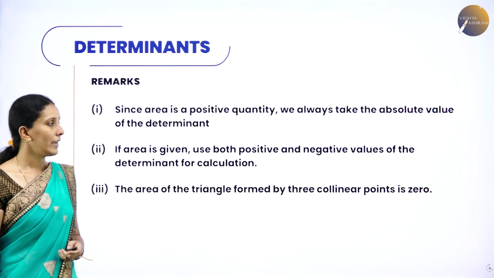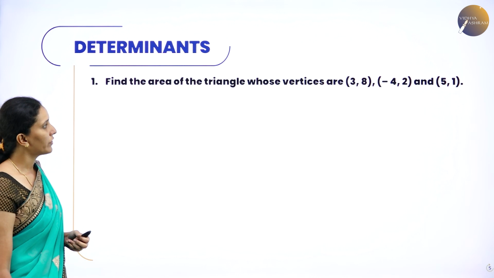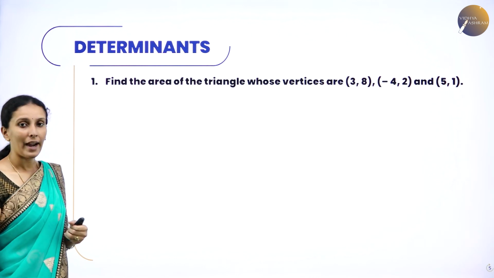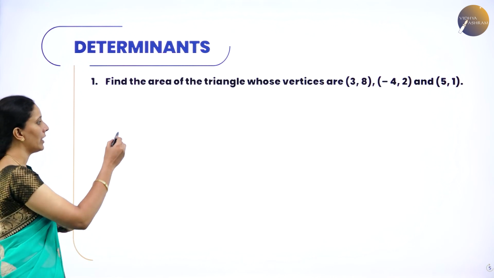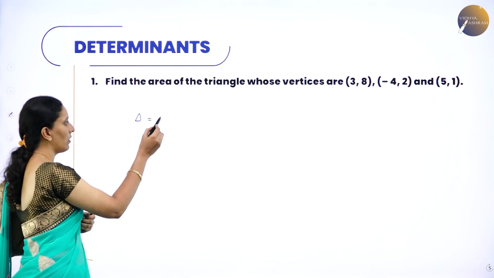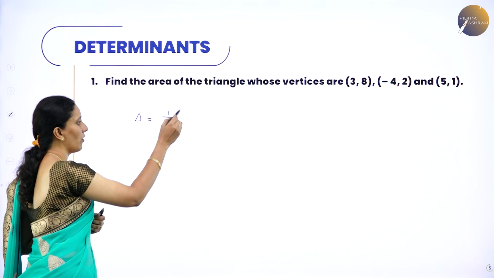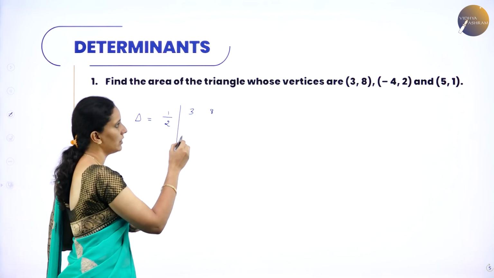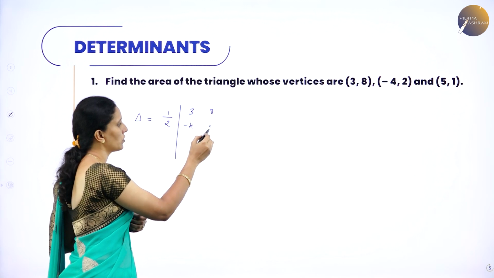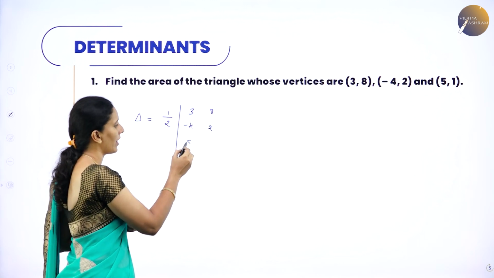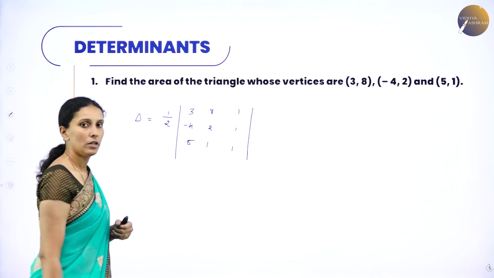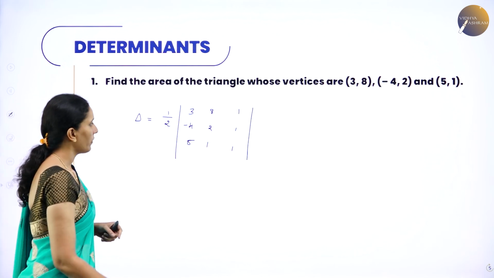So, let's take an example. Find the area of a triangle whose vertices are (3, 8), (-4, 2) and (5, 1). We know that delta is equal to 1 by 2, that is, half of the determinant. We take 3, 8 here. Next, we have -4, 2 here. Next, we have 5, 1. And here we take 1, 1, 1 in the last column. So this is how we are going to calculate.